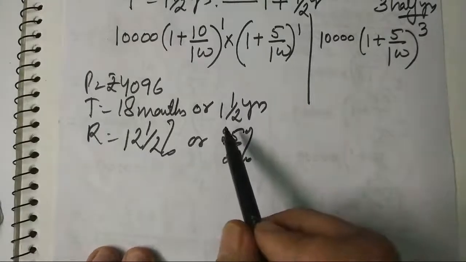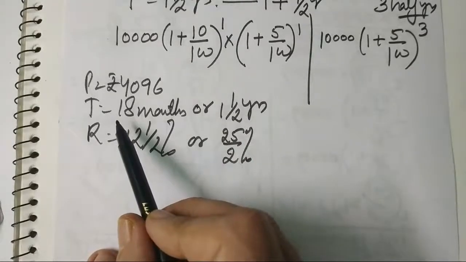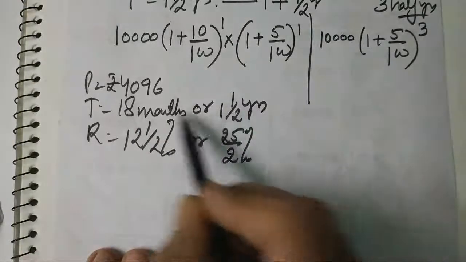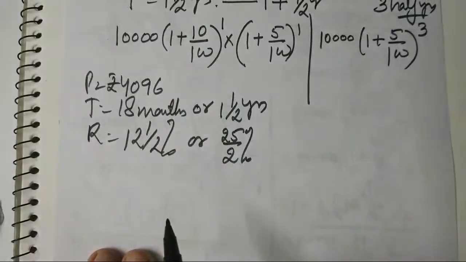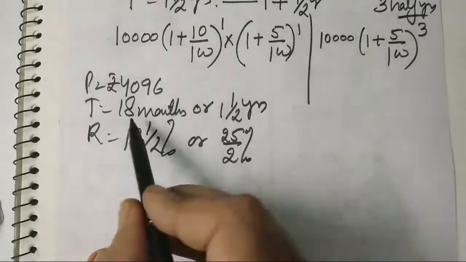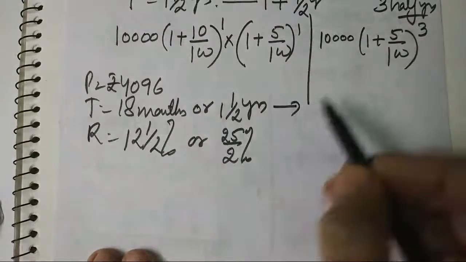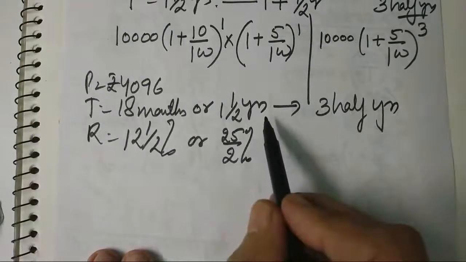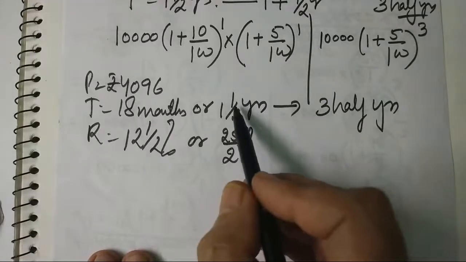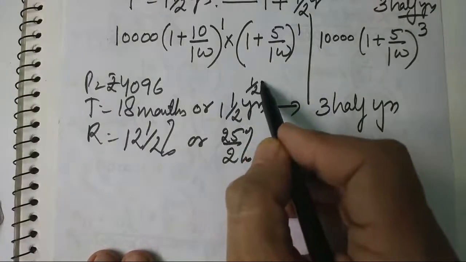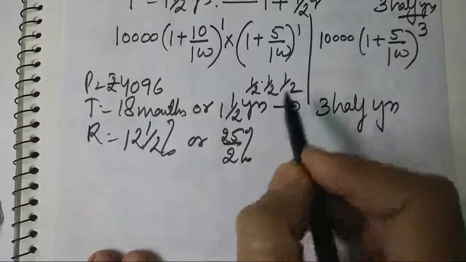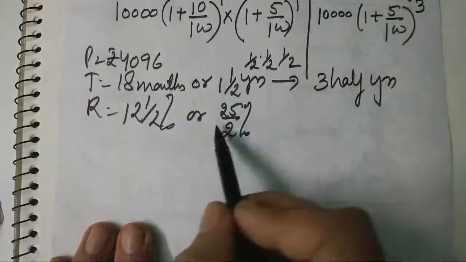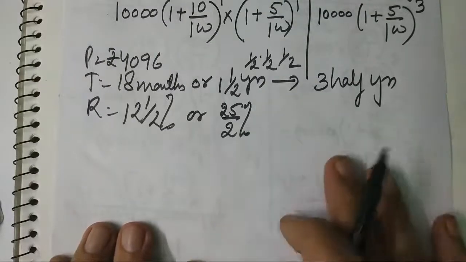Now we have to calculate what is the calculation if it is compounded. This is annually, but now you have to calculate half yearly. So in half yearly, 1.5 means how much? 3 half years. Why is it 3 half years? Because 1.5 means half, half and half. 3 half years are there in 1.5. And this becomes 3, and 25 upon 2% is the rate.